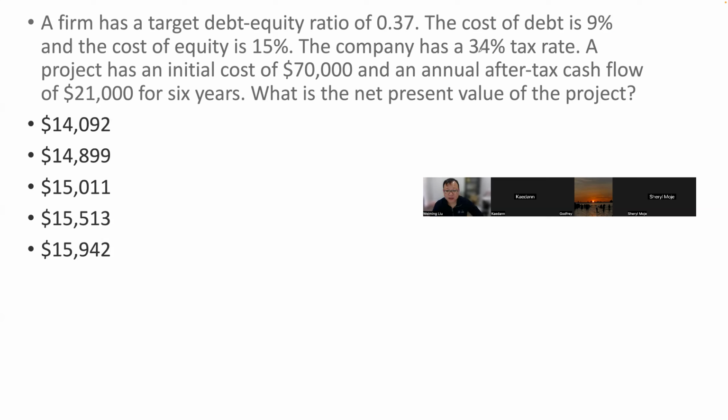The company has a 34% tax rate. A project has an initial cost of 70,000 and an annual after-tax cash flow of 21,000 for 6 years. What is the project's net present value? In this case, because the cost of debt is 9%, we assume that it is a pre-tax cost of debt. In that equation, we have to include the tax shield, 1 minus t, because the interest is tax deductible. So now let's take a look at the calculation.